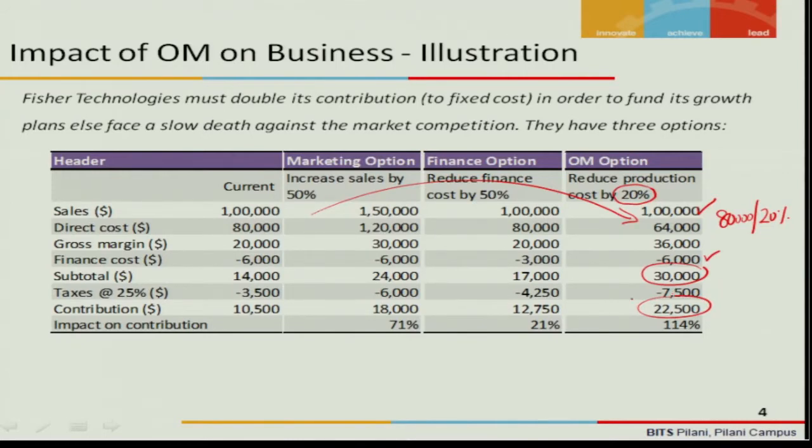What is this 22,500 compared to the current level of 10,500? 114% improvement. So now you can understand what cannot be achieved by a substantial improvement in marketing and finance can be achieved by a not very substantial but a considerable improvement in the operations management. By reducing the cost of production by 20%, we are able to double or exceed the target on contribution, which is impossible in the case of the finance and marketing options. So what will be your choice? Obviously the operations management.